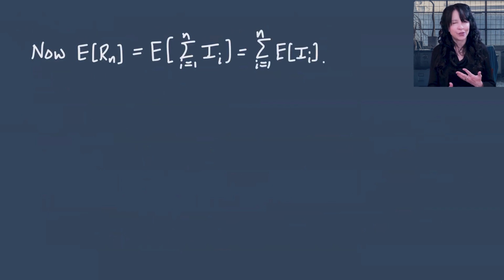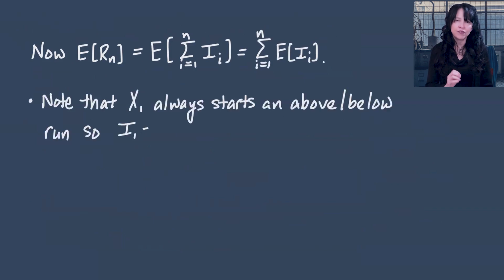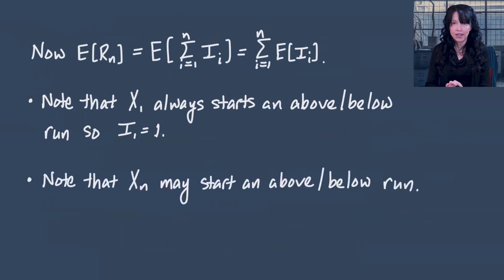You can pull the sum out, so the sum of the expected values, and we're left trying to compute something very similar looking to what we did in the previous video. Now, note that capital X sub 1, the first value in your simulated values, in my case from the random number generator, is always starting a run above or below the mean. And so I sub 1, the first indicator, is always 1. However, unlike the last test we did, where the last value in the sample, the X sub n, could not start a run, it is possible here that it could start this kind of run.